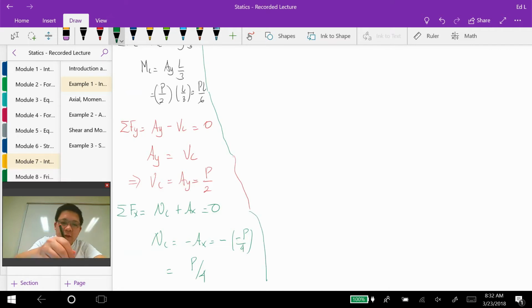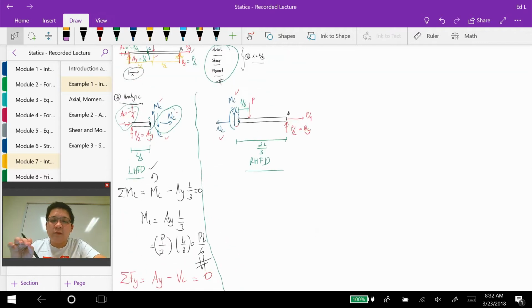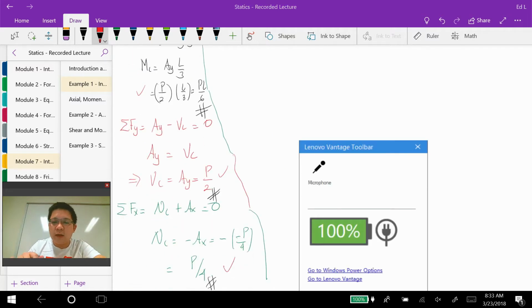Alright, so this is the result that we obtained from the left hand free body diagram. Keep in mind that in the right hand free body diagram, we should obtain the same result in terms of the magnitude and the sign. We can call this a finalized step, where we try to reason out whether the result that we obtained makes sense or not.